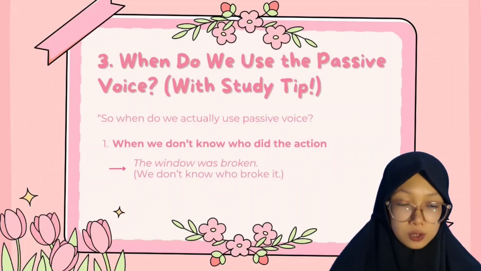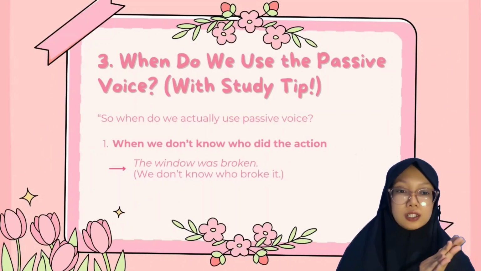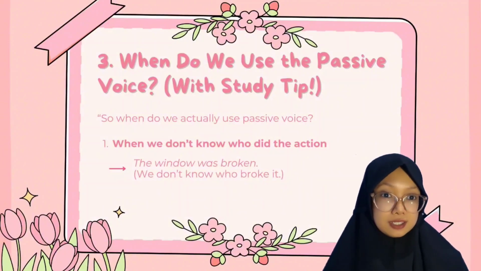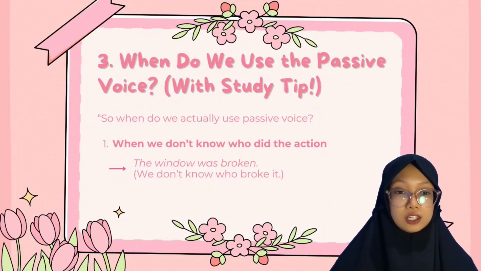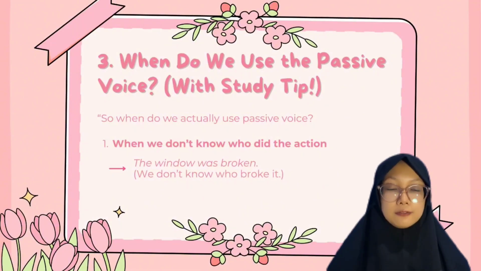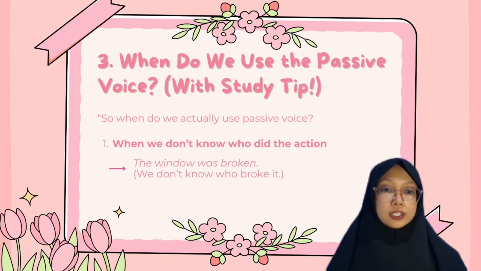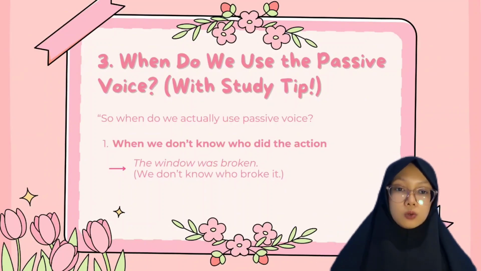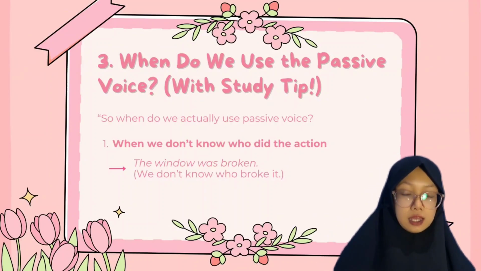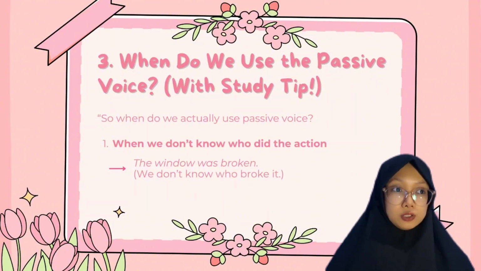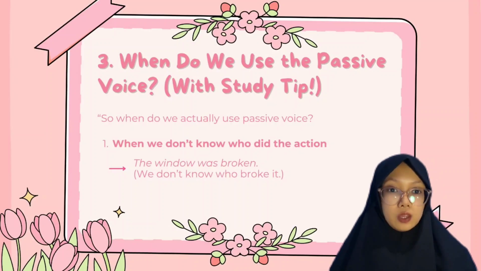Okay, now we go next to part 3. When do we use the passive voice? There are 3 situations that we can use the passive voice. Okay, first, when we don't know who did the action. Example, the window was broken and we don't know who did it. We don't know who broke the window. Alright?